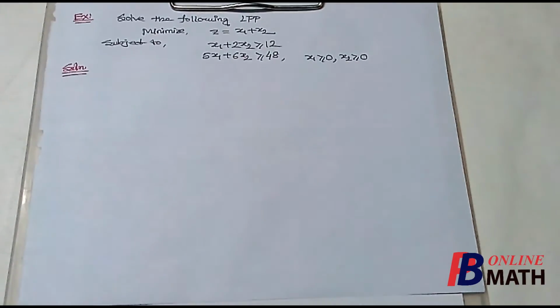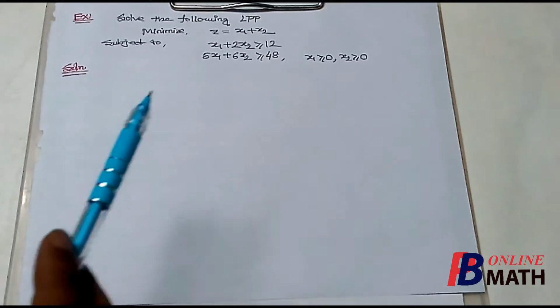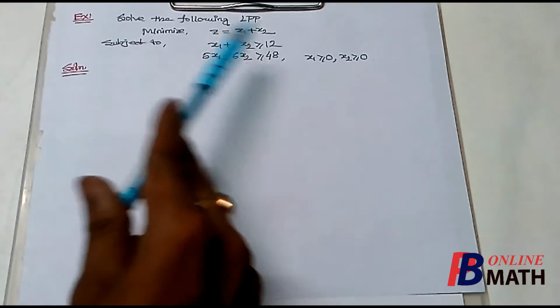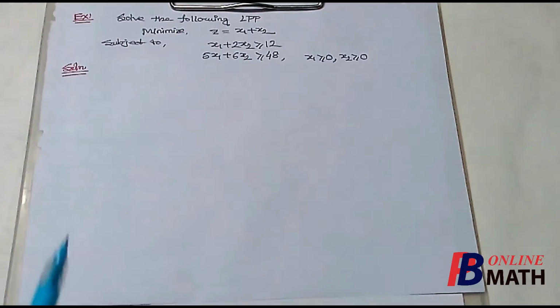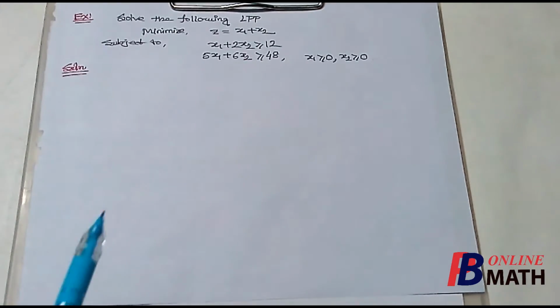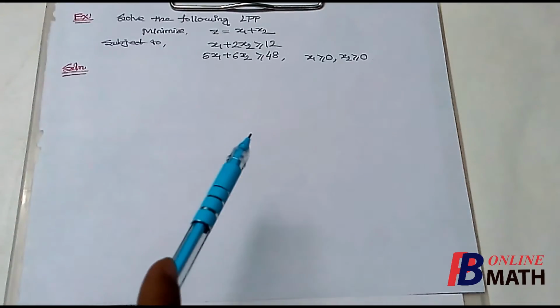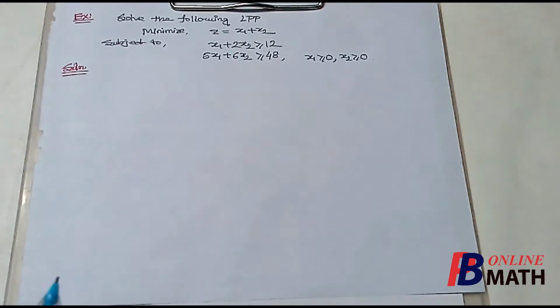Now let us consider this example. Solve the following LPP. It is a minimization problem having two constraints which are all of greater or equal to type. So if we want to solve this problem by using the simplex method, then we have to add surplus variables. That means we have to add artificial variables. So this problem cannot be solved by using the usual simplex method. So this problem can be solved by either the big M method or the two-phase method.